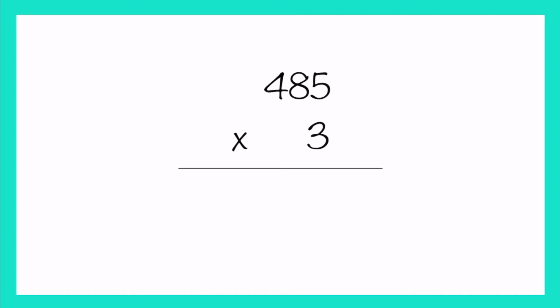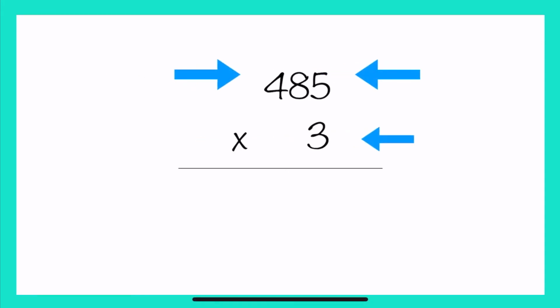So let's start with 485 times 3. First, you want to stack your numbers vertically, lining up the place values. Since the 3 is in the ones place, I'm going to put it under the 5 that's also in the ones place, like this. Then we're going to multiply each place value on the top by the 3 on the bottom. Remember, the place value just refers to the position each number is in. 5 is in the ones place, 8 is in the tens place, and 4 is in the hundreds place.